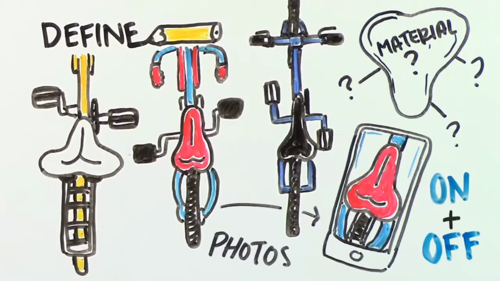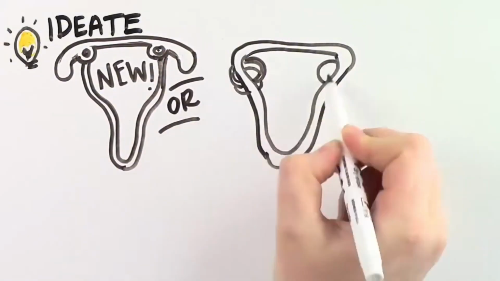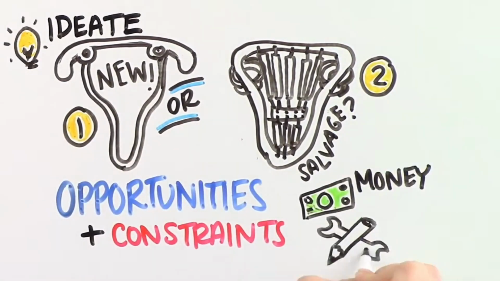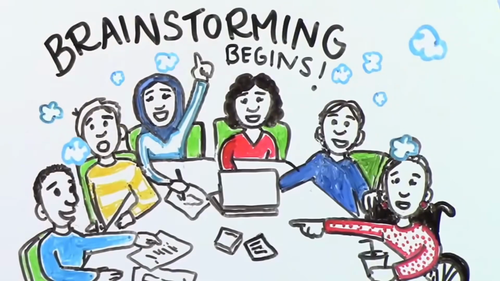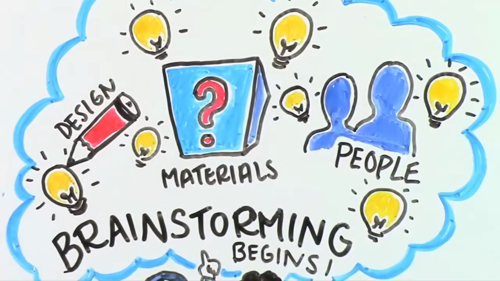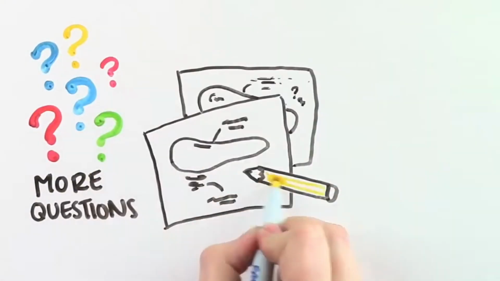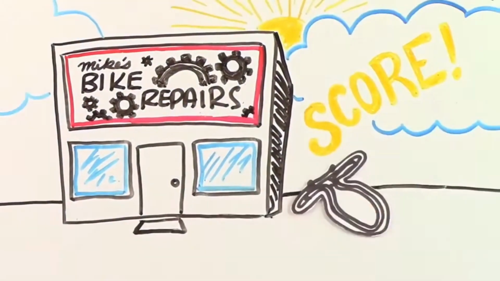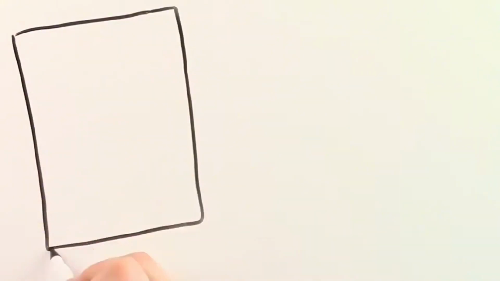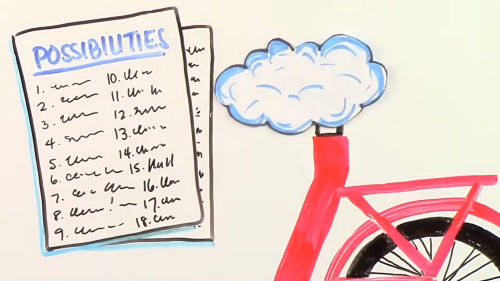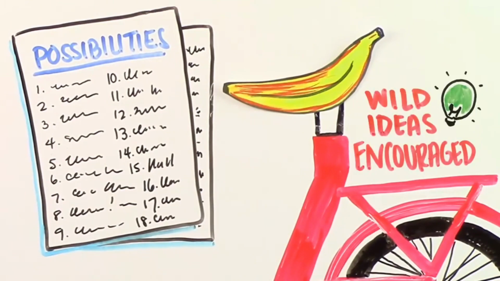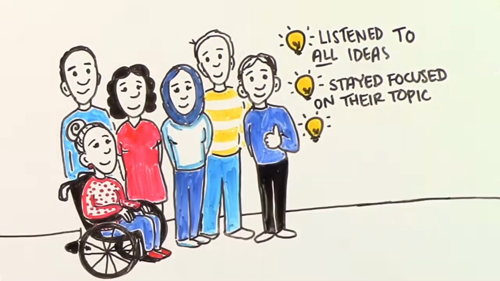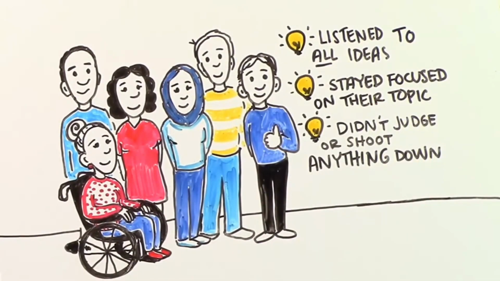To ideate, they tried either going with a new seat or salvaging the existing one. They also looked into different constraints. During the brainstorming, they came up with different ideas about the material, different people. They also asked questions, and they came up with different sketches. They also went to a bicycle repair shop to try out different seat frames. This led to different sorts of possibilities, but that's important because you need as many ideas. They listened to all the ideas without judging or any form of bias.